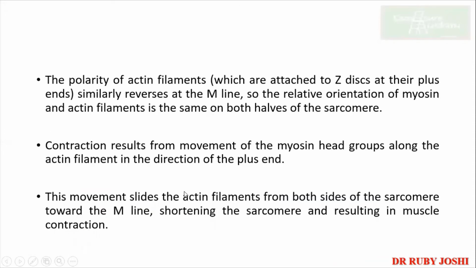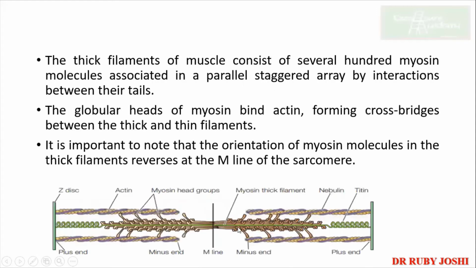Okay. Now contraction results from the movement of the myosin head groups along the actin filament in the direction of the plus end. This movement slides the actin filaments from both sides of the sarcomere towards the M line. So what is happening? Towards the M line. So because it is moving towards the M line, from both sides, the entire thing from here to here will become this much. Okay. Guys, are you able to follow? That's why I'm going a little slow. Are you able to follow? Everyone? Shruti?